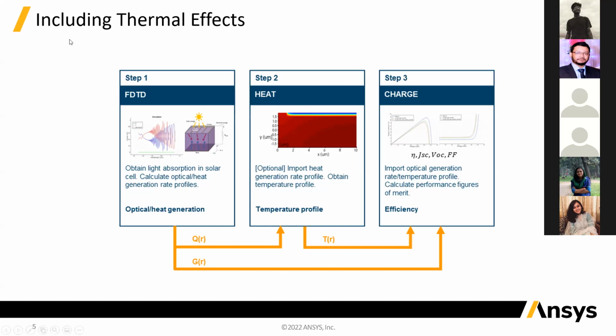Okay, so we're going to take a look at one example, and the workflow that we're going to follow here will allow us to account for the thermal effects as well. So here's the simulation workflow. In step 1, we will use FDTD to calculate the optical behavior of our device. In step 2, we'll do a heat simulation to see what the temperature of our solar cell is when it's under operation. And then finally, we'll do a charge simulation that will take the generation rate from the optical simulation, and also the temperature map from the thermal simulation. And then we'll see the performance of our solar cell.